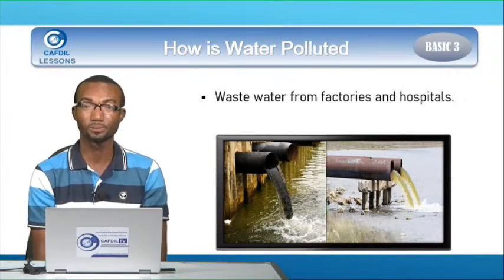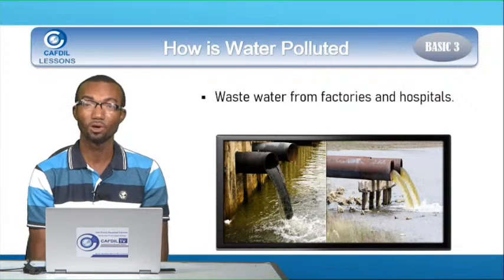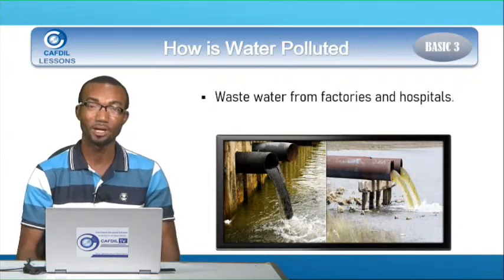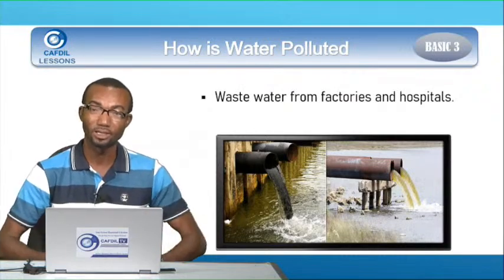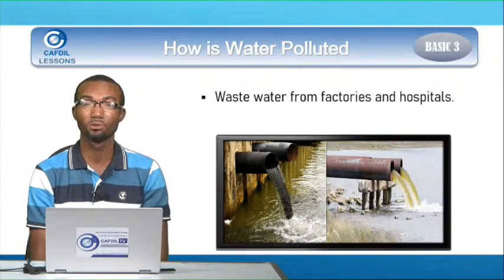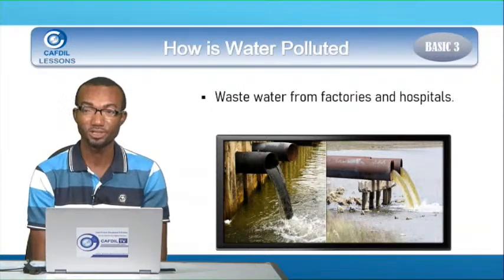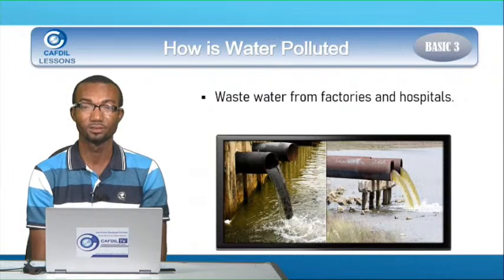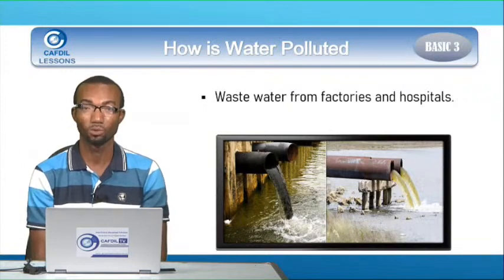If you go to the hospital, when you get a sore and you go to dress it, where does the wastewater go? All those who are on admission at the hospital, when they take their bath, where does this water go? Even at the hospital mortuary, when they bathe the dead bodies, where does the water go? They all end up in streams and then rivers. And some people also drink these waters from the streams and rivers. So, Kate, this wastewater from factories and hospitals also pollutes water.